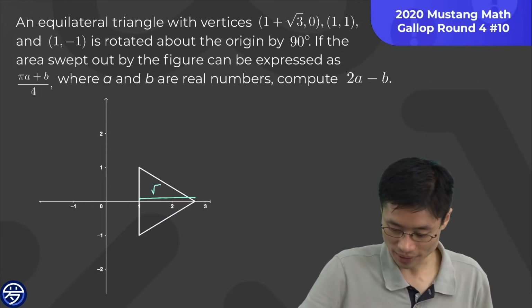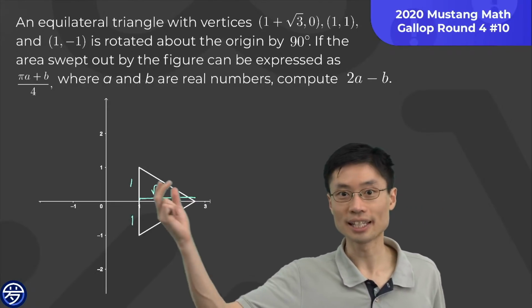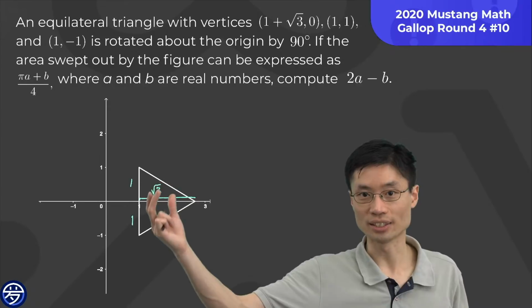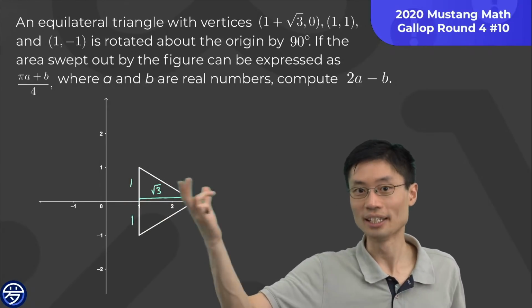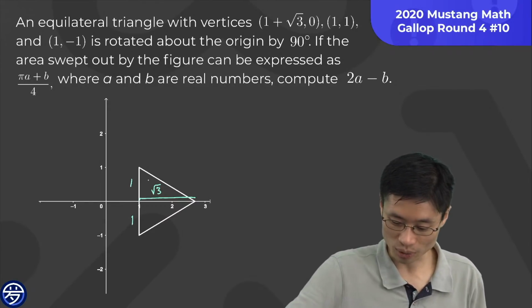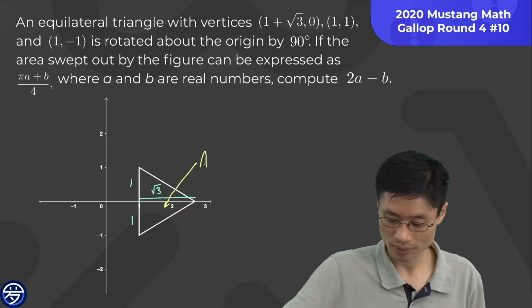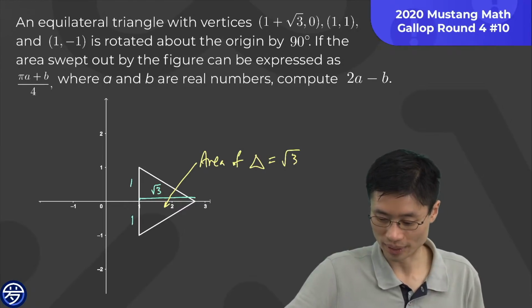That height is root 3. And this base over here is 1, and this is also 1. So if that's the case, the area of the entire triangle is half base times height, which is 1 times root 3. The area of the triangle is just root 3. So the area of the whole triangle is equal to root 3.